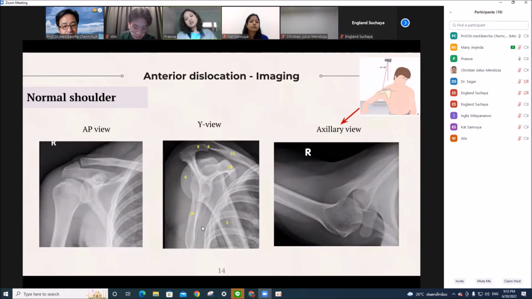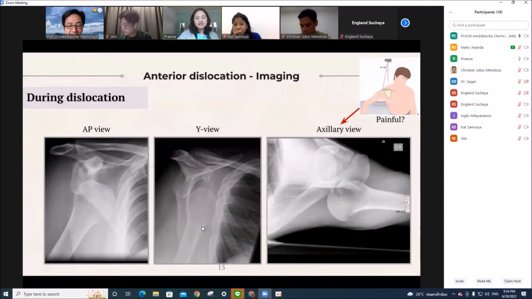So we're going to start talking about the imaging. Normally for the shoulder, we would send the AP view and the Y view, but for the axillary view, we will send it if we suspect a posterior dislocation. It's actually very painful, so in common practice, we rarely use it. Except... next slide. Very good.